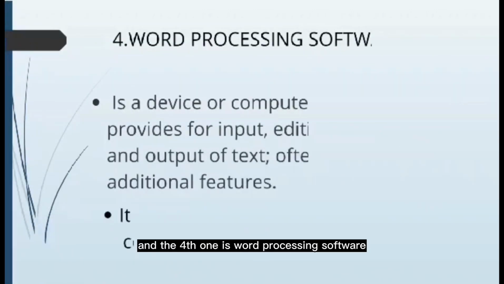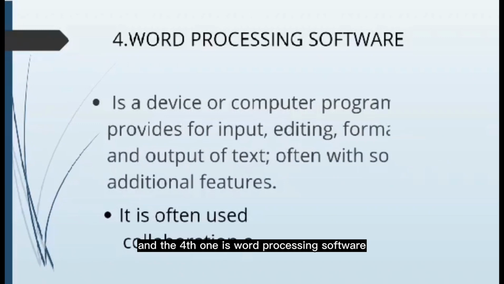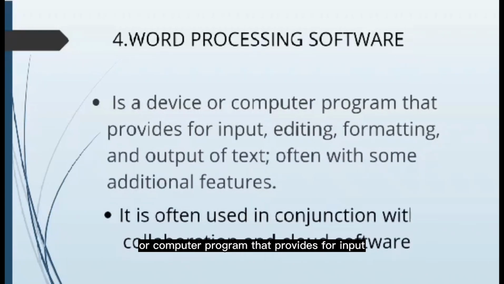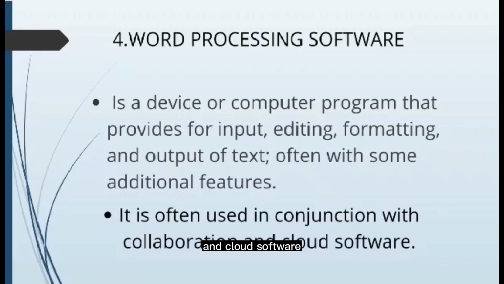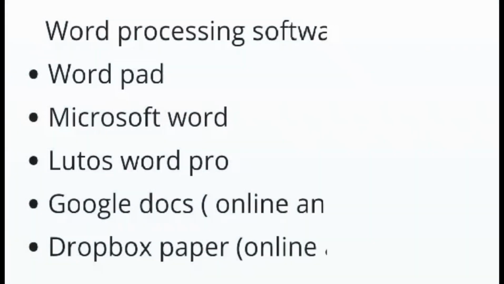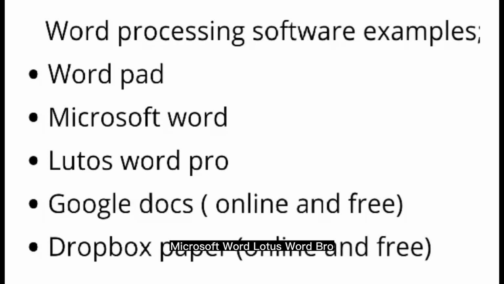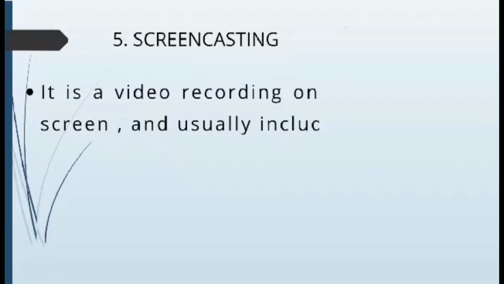And the fourth one is word processing software. Word processing software is a device or computer program that provides for input, editing, formatting, and output of text, often with some additional features. It is often used in conjunction with collaboration and cloud software. Examples of word processing software are WordPad, Microsoft Word, Lotus Word Pro, Google Docs, and Dropbox Paper.